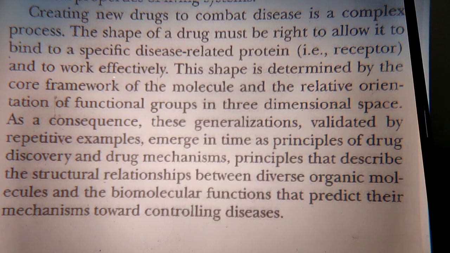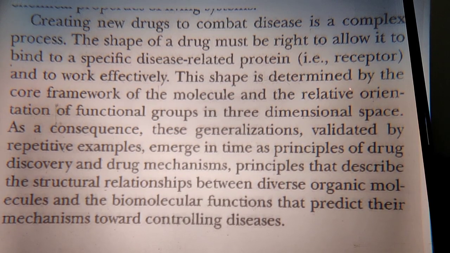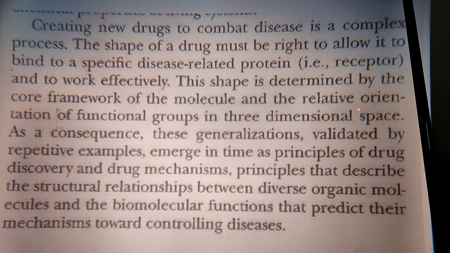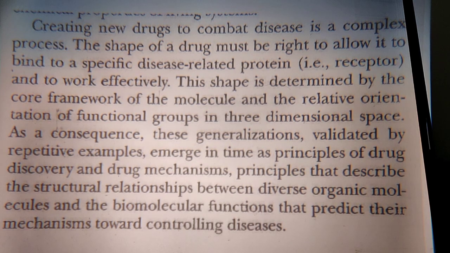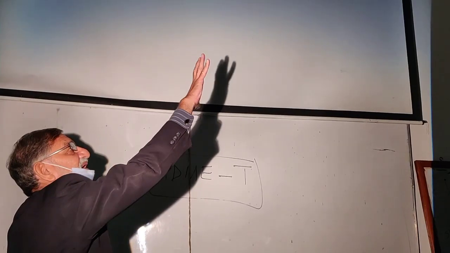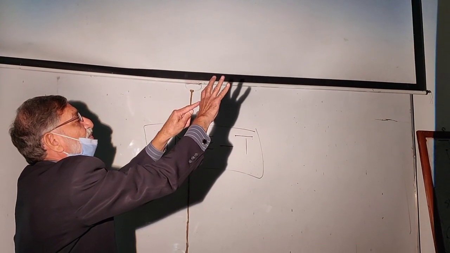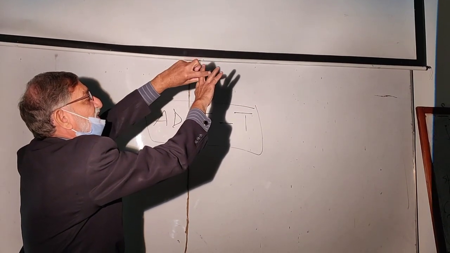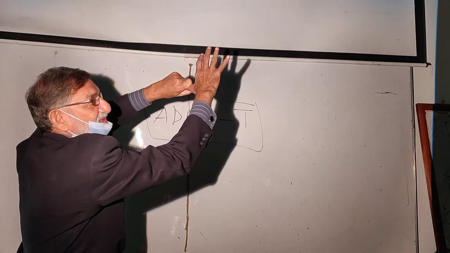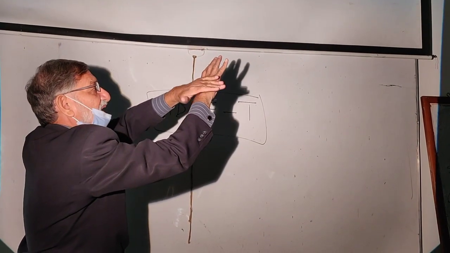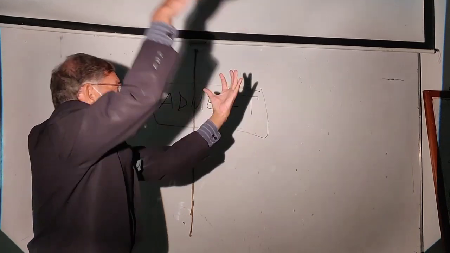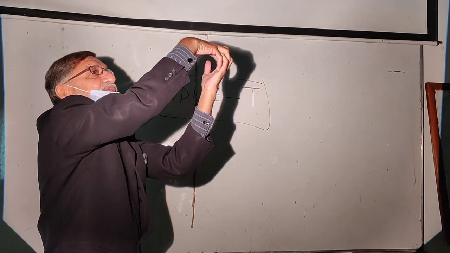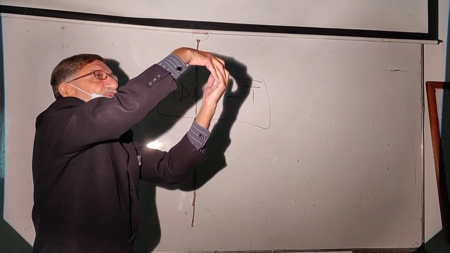Receptor, and to work effectively, this shape is determined by the core framework of the molecule and the relative orientation of functional groups. This is the drug, this area is the core, and these are the functional groups. When this core area has these functional groups, it can be easily caught by the receptor. This lock and key mechanism is very, very important for a drug to produce its response.